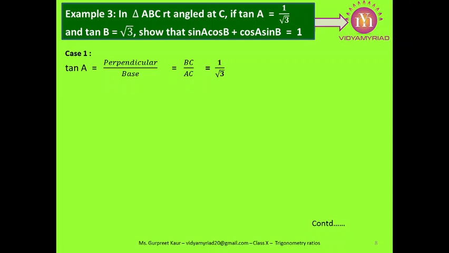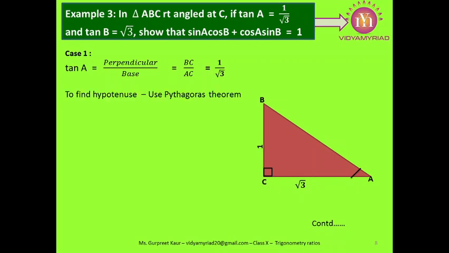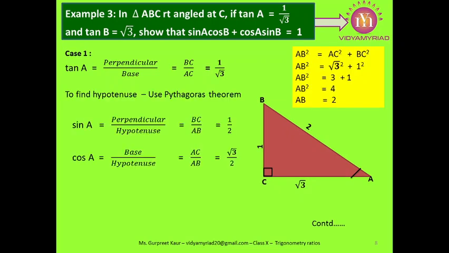In case 1 we will focus upon tan A. From tan A we will find out sin A and cos A. And from tan B we will find the values of cos B and sin B. We will put them into the formula and we will see whether we are getting 1 or not. Now according to this, we will make a diagram. Tan A, if your angle is A, is perpendicular upon base, that is 1 is given on BC, and for AC we have root 3. We can find out AB with the help of Pythagoras theorem, which comes to 2.